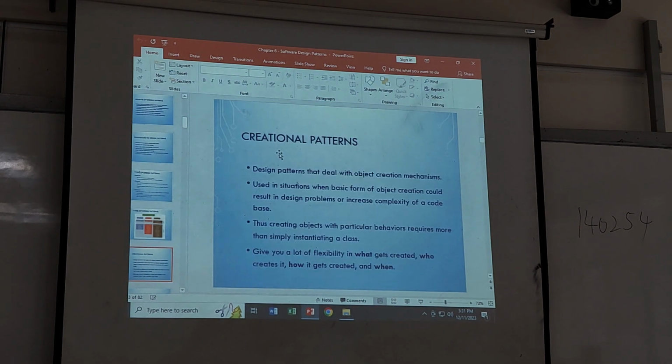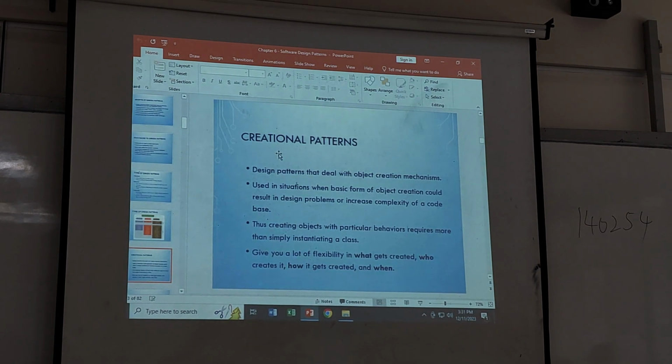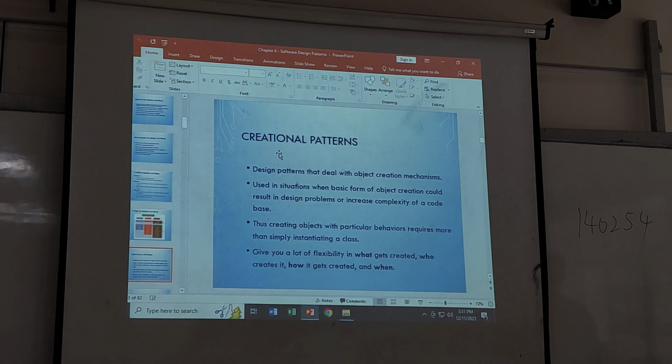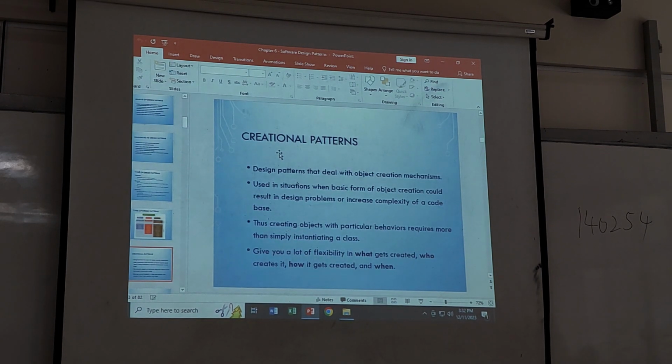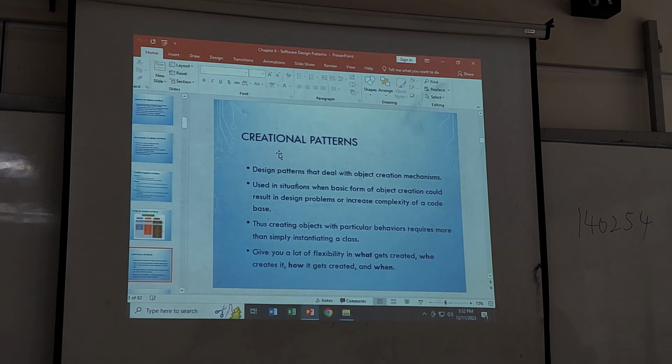So continue. Then we start with creational pattern. Where is this one or this one? Where is it? Okay, and then Emma is also not here, right? Darren not here, Taya not here.